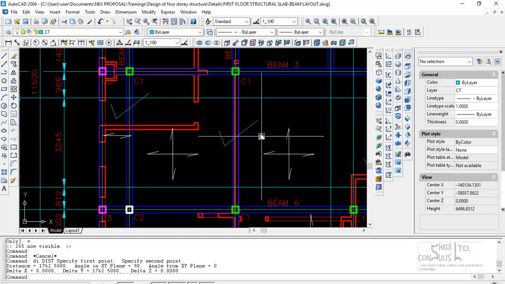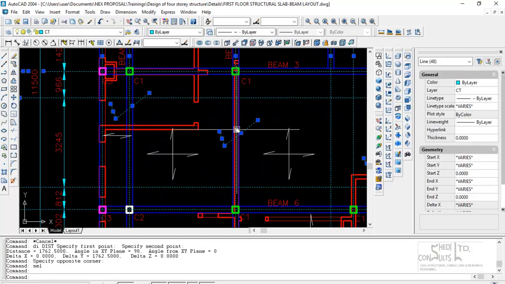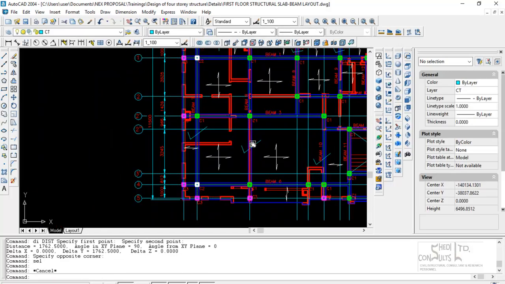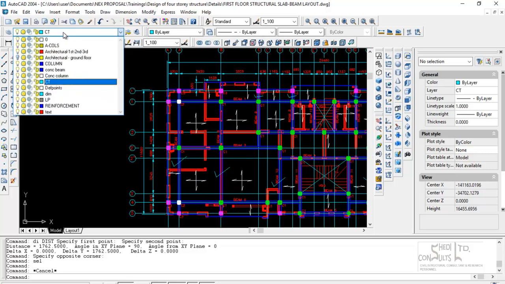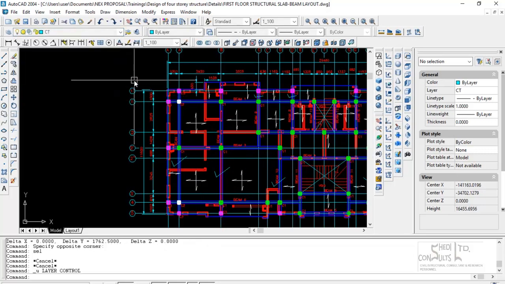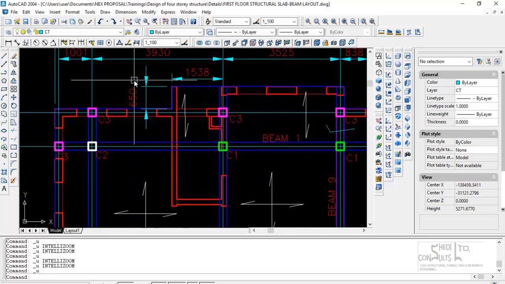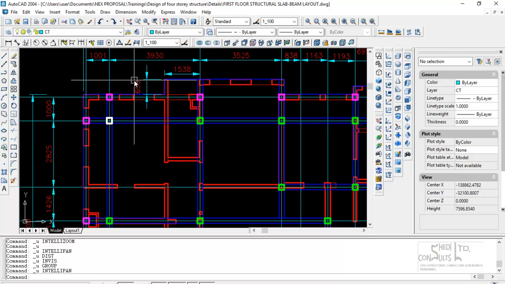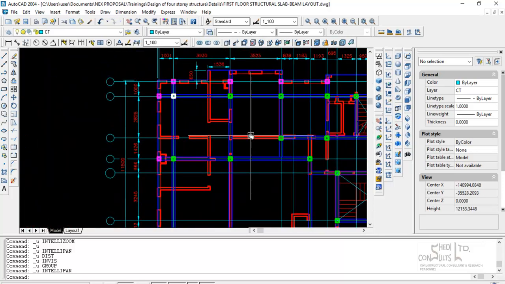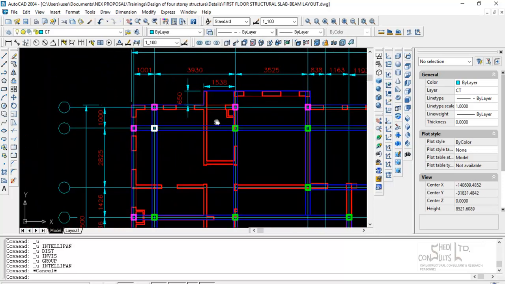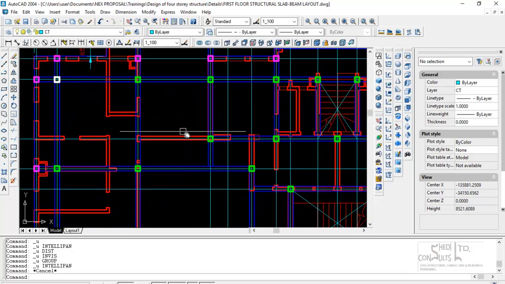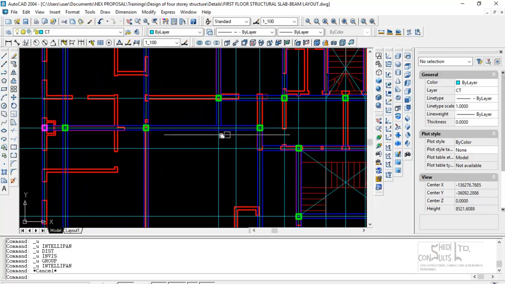Okay. Alright, so that's the first floor structural layout. The next we need to look at now is the second floor structural layout. So we repeat ourselves. This is the framing structure arrangement. You frame your beam optimally.